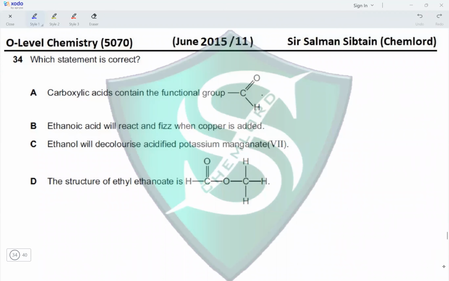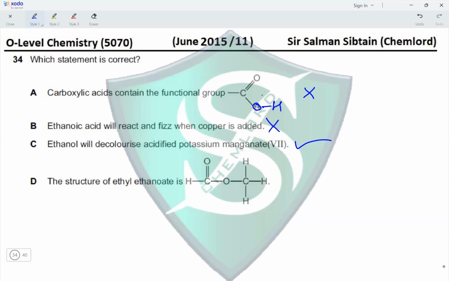Question 34. Which statement is correct? A. Carboxylic acids contain the functional group C double bond O single bond. This should be OH, so this statement is incorrect. B. Ethanoic acid will react and fizz when copper is added. Copper is less reactive than hydrogen. It will not react with ethanoic acid. C. Ethanol will decolorize acidified potassium manganate. Yes, because ethanol will be oxidized to ethanoic acid.